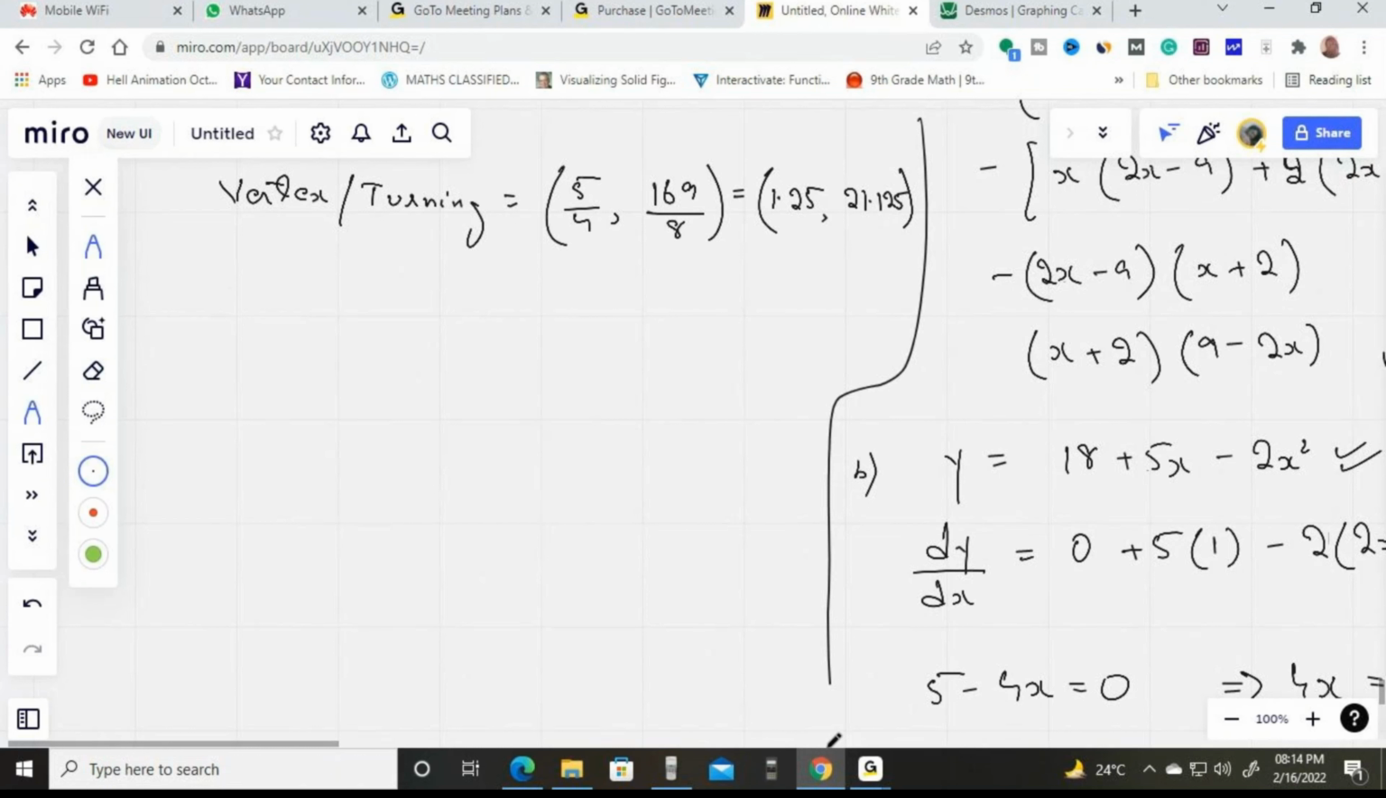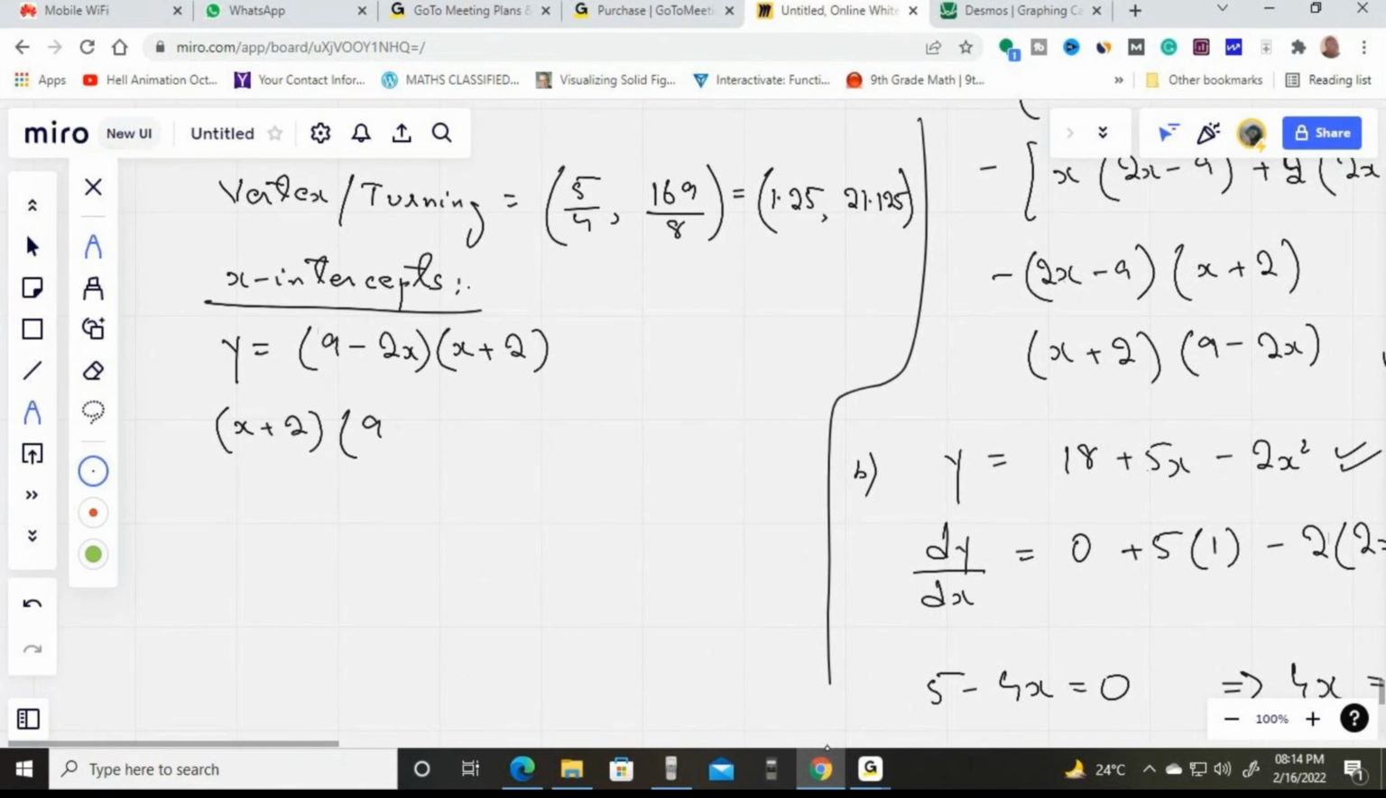And now, my x-intercept. You know that y is equal to that expression, and it is equal to (9 minus 2x) times (x plus 2). In order to find the x-intercept, you put y value 0. So these two factors will be equated to 0 one by one. In this way, I can find out my x-intercepts easily within no time. So x is minus 2 and x is 9 by 2, right?